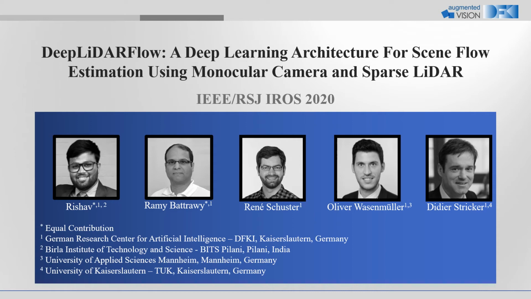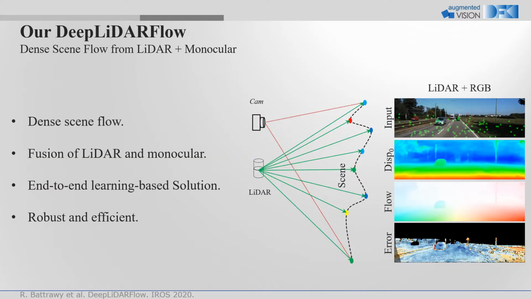This video presents DeepLiDARFlow, a deep learning architecture for scene flow estimation using monocular camera and sparse LiDAR. The corresponding paper was presented at the International Conference on Intelligent Robots and Systems in 2020. DeepLiDARFlow utilizes sparse LiDAR measurements and image features for dense scene flow estimation.